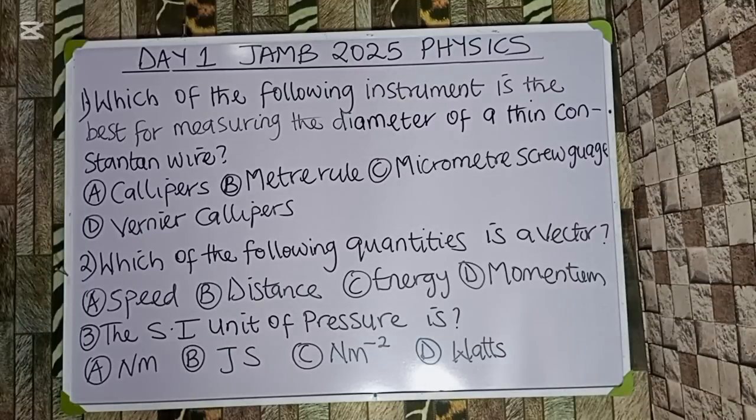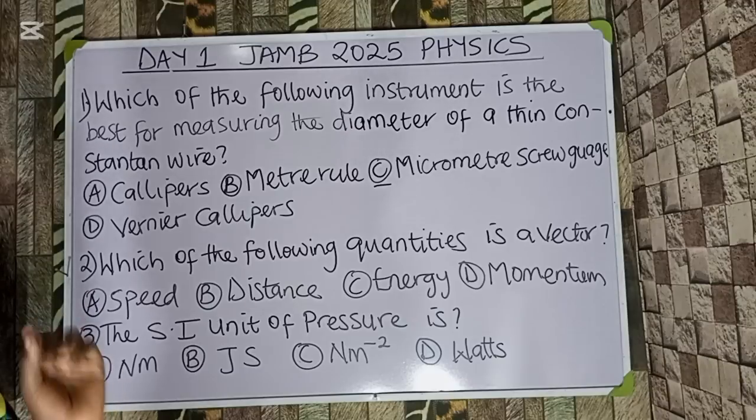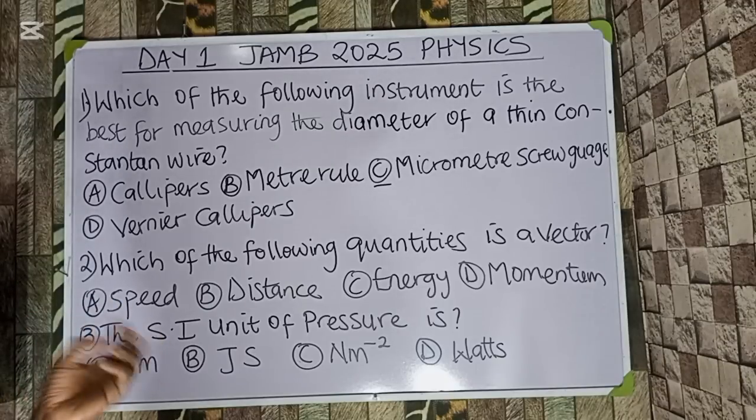Which of the following instruments is best for measuring the diameter of a thin Constantan wire? Option A, calipers. Option B, meter rule. Option C, micrometer screw gauge. Option D, vernier calipers. The correct option in this particular question is option C, because the micrometer screw gauge is used to measure smaller lengths, like the thickness of a piece of paper, the diameter of a thin wire, and the diameter of a small ball.